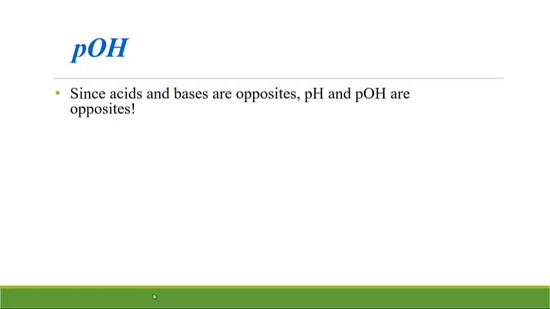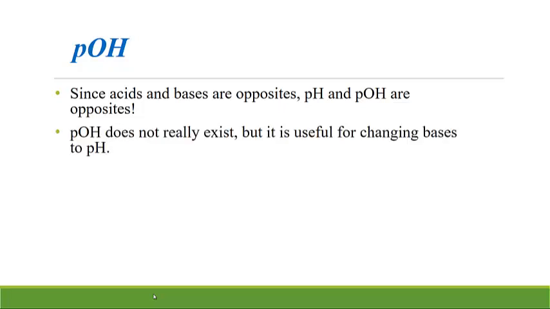Now we can do a similar thing for bases, but what we end up finding for bases is what we call the pOH. Since it's the opposite of an acid, we can find the pOH. Now in reality, pOH doesn't exist. We don't really measure the concentration of the hydroxide ion this way, but it's useful for changing bases to pH. As you'll see in these next calculations, it makes things really easy.